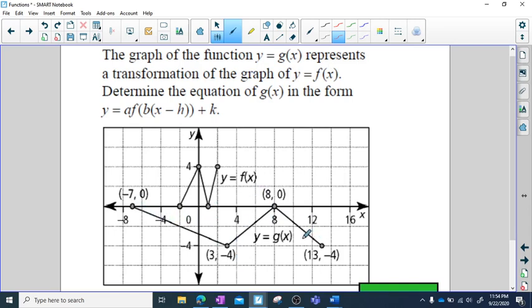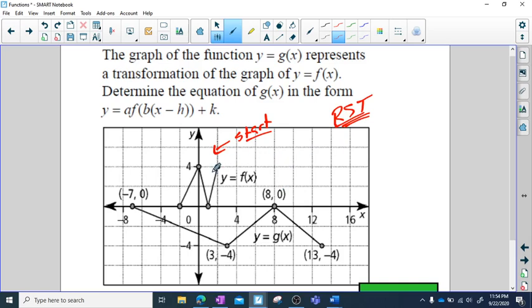g of x is a transformation of f of x. So this was the starting graph, and I want to figure out what I did to this to turn it into this new graph. Well, let's look and see what happened here. Remember the order? R, S, T. Always look for them in that order.